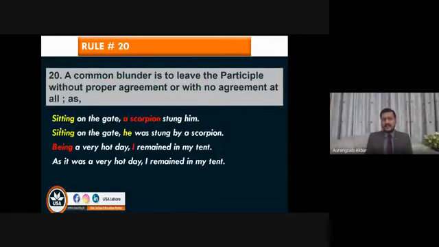Rule number 20 has also been discussed, that whenever we are going to use a participle, we need to make sure that there should be a proper agreement between the participle and the verb. Sometimes we make a blunder by using wrong agreement, or by using no agreement. In the first sentence, there is no agreement, whereas in the second sentence, being, there is a wrong agreement. So we need to remember that agreement should be accurate.